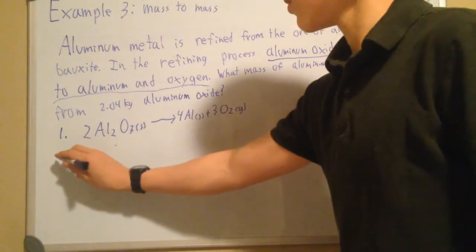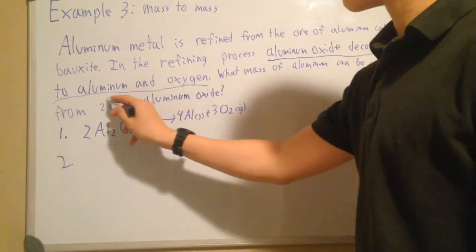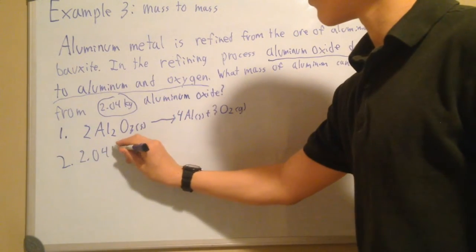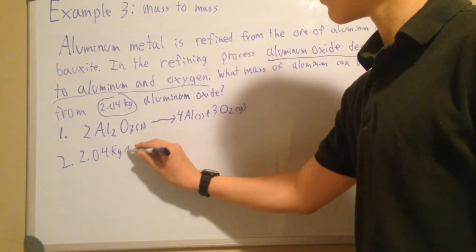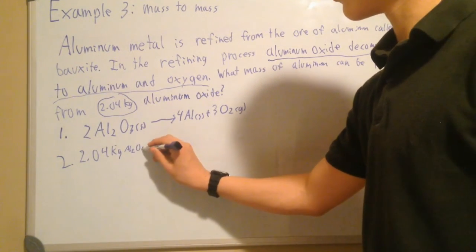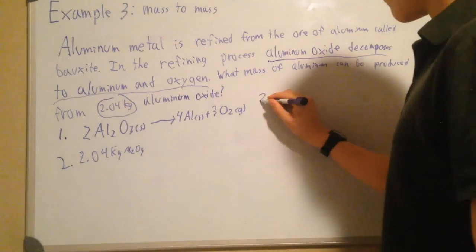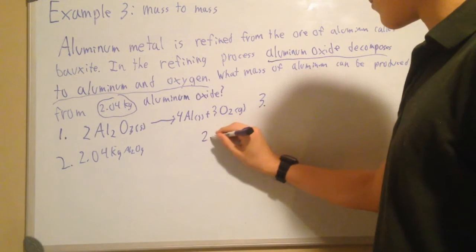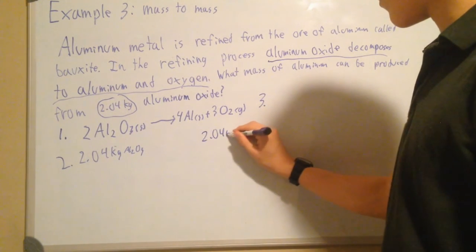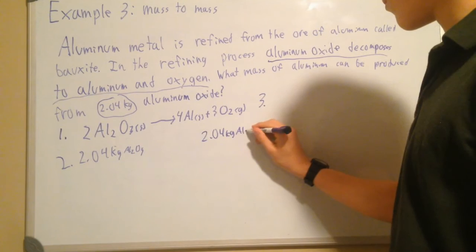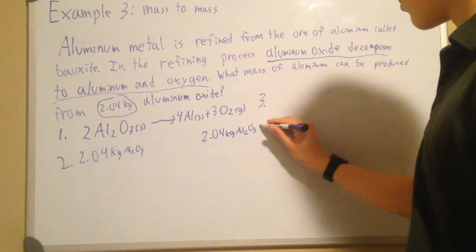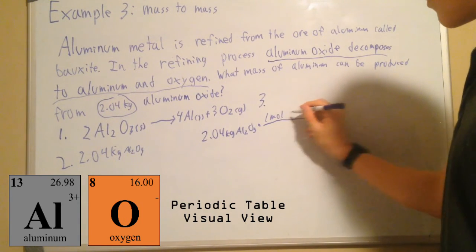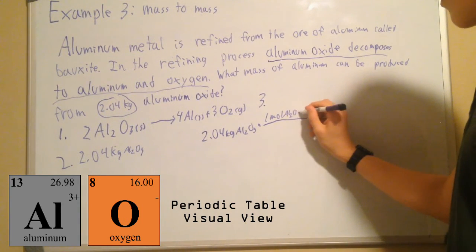Next, step 2, write out all our givens. We're given 2.04 kilograms of aluminum oxide. So we will write that down. We can use that to solve for our unknown. Next, we're going to put that to use. We'll write out our 2.04 kilograms of aluminum oxide. Just like in the last problem, we're going to multiply by our molar mass ratio in order to find moles of aluminum oxide. So look in your periodic table, add together the molar masses of 2 aluminum and 3 oxygen, and you will find the molar mass of aluminum oxide, which is 101.96 grams.